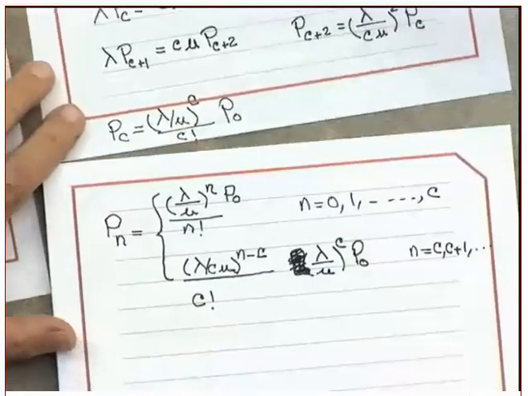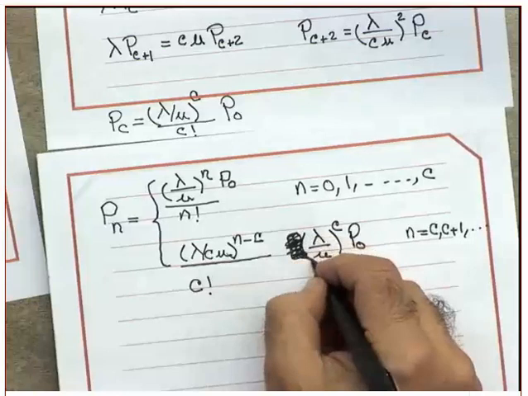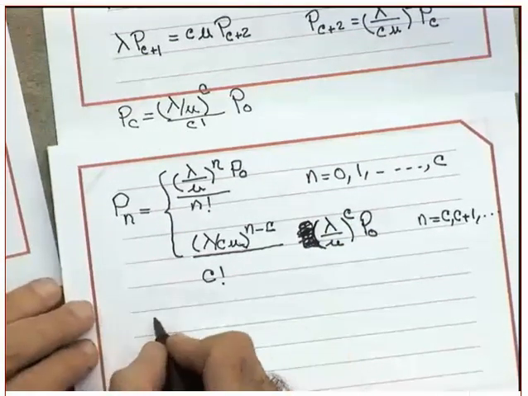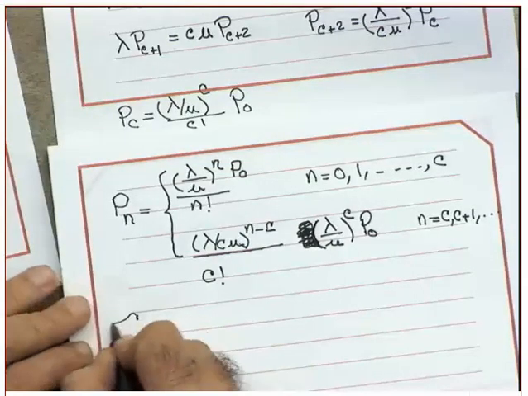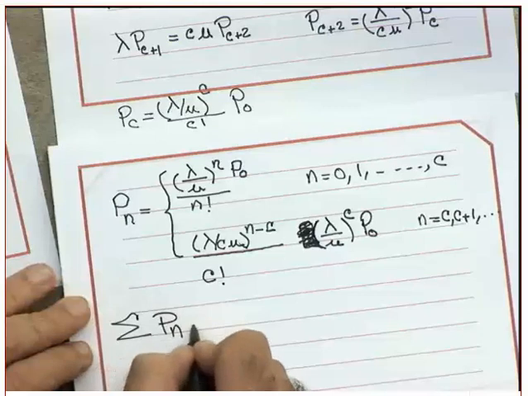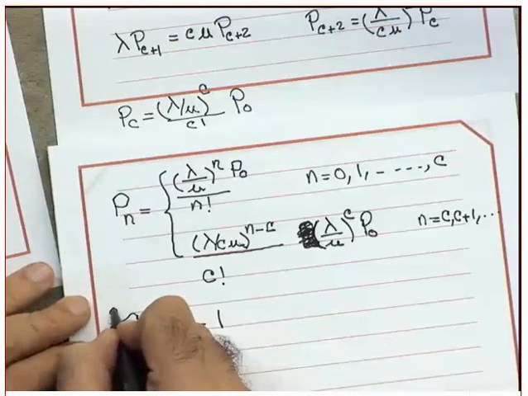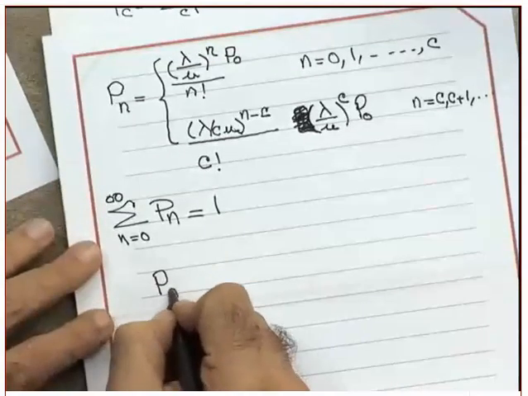So now it's okay. So lambda over C mu to the n minus C times, there is a bracket here, lambda over mu to the C, P naught over C factorial. Okay. What do I need to find from these equations? I need to find P sub 0. So what do I say? I say summation of P sub n is equal to 1, n equal to 0 to infinity, which means what? P0. What is P0 equal to?